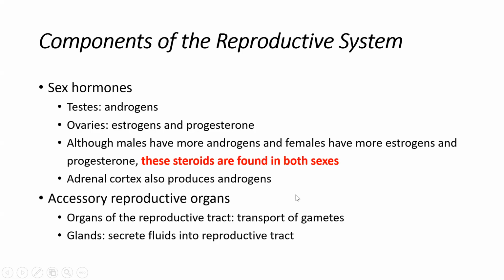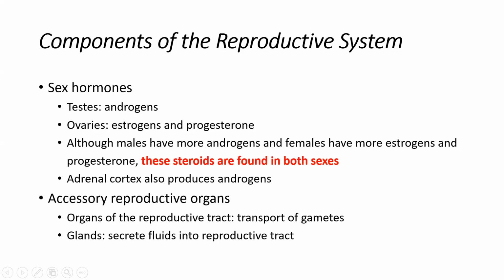The accessory reproductive organs are going to be organs of the reproductive tract that actually help to transport the gametes. So in females, that's going to be the fallopian tubes, the uterus, the vagina. In males, that's going to be the vas deferens, the seminal vesicles, the prostate, and so on. And then the glands that help to secrete fluids that lubricate that tract. Again, the prostate in males, the bulbourethral glands in females.